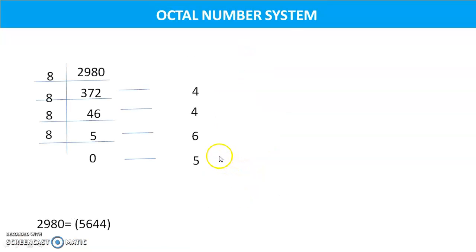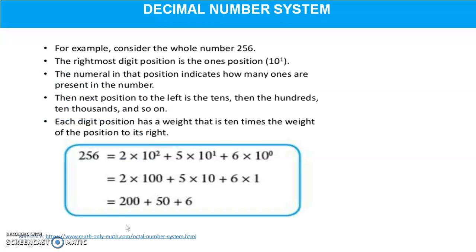Next is the octal number system. When we want to convert a decimal number into octal, we divide that number by 8. Like the binary number system, we divide the number by 8, take whatever the remainder is, and then divide the quotient again by 8. So the output for 29080 in octal is 5644, and we write base 8 for the octal number system.